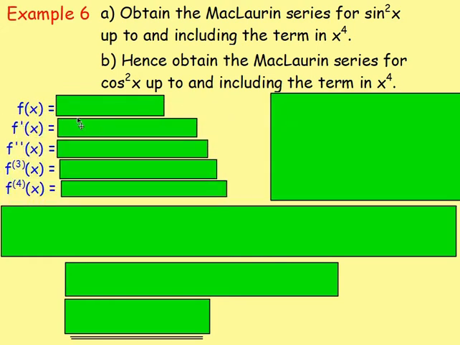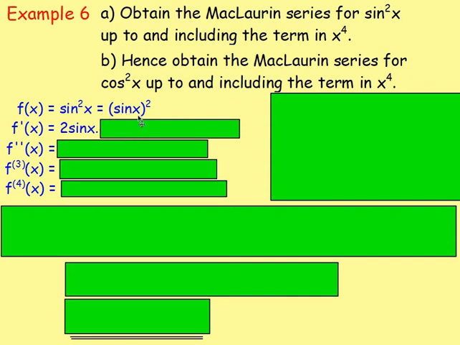So differentiating that then, sine squared x means sine x in brackets squared. To differentiate, bring the power down, take 1 off the power, and then multiply by the derivative of what's in the brackets. Differentiate that, you get cos x. So we have 2 sine x cos x.